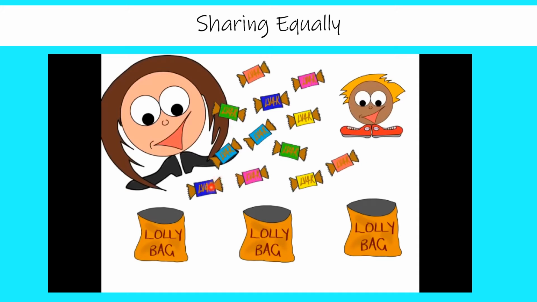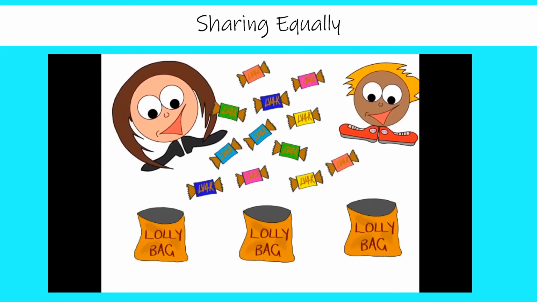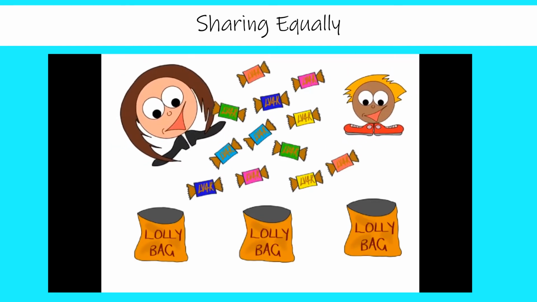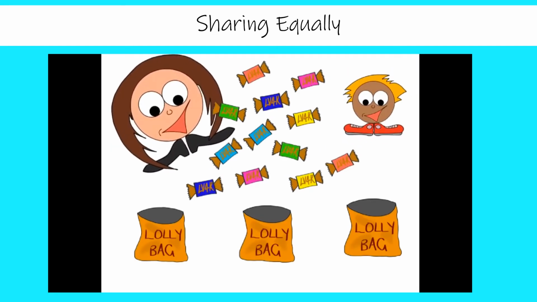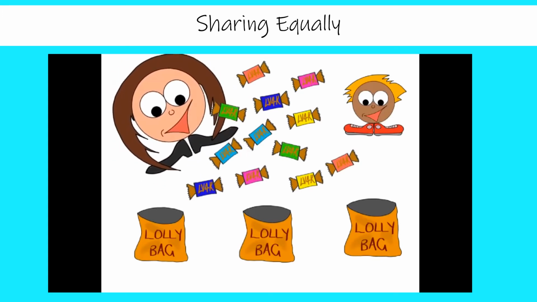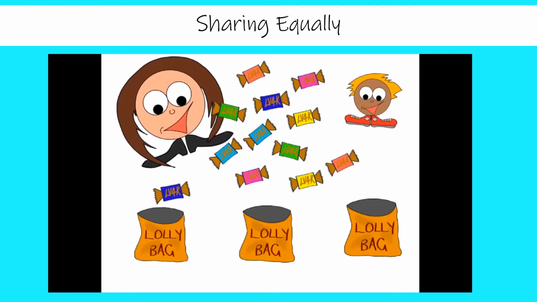1, 2, 3, 4, 5, 6, 7, 8, 9, 10, 11, 12. Good counting, darling. So we've got 12 lollies. How many lolly bags do you have? I have 3. Okay, so we have to make sure we put the same amount in each one. The easiest way to do it is one at a time. I'll show you the first one. Okay. 1 here, 1 here, and 1 here.